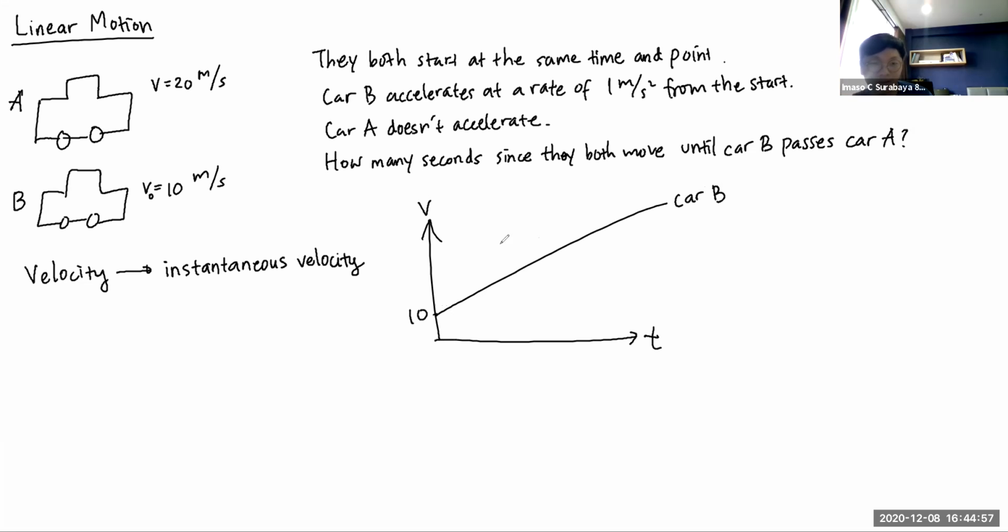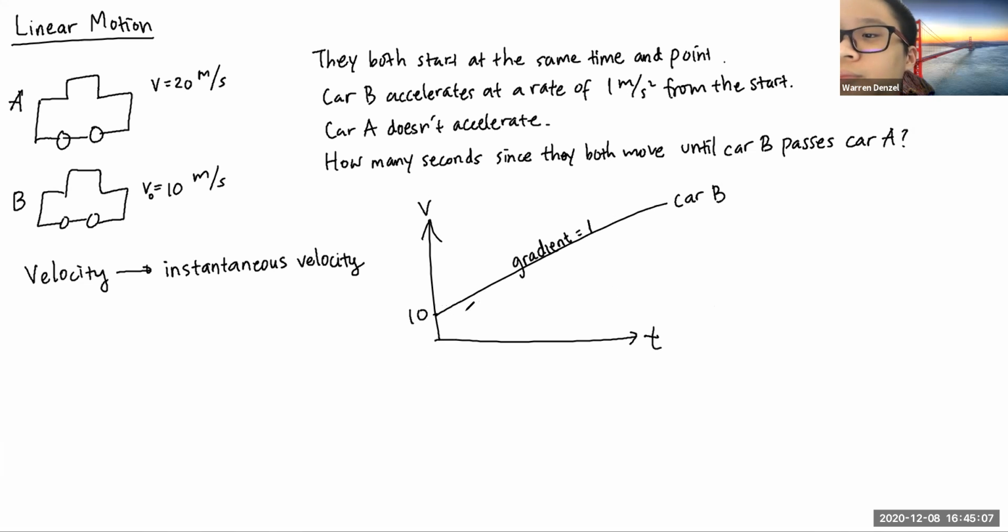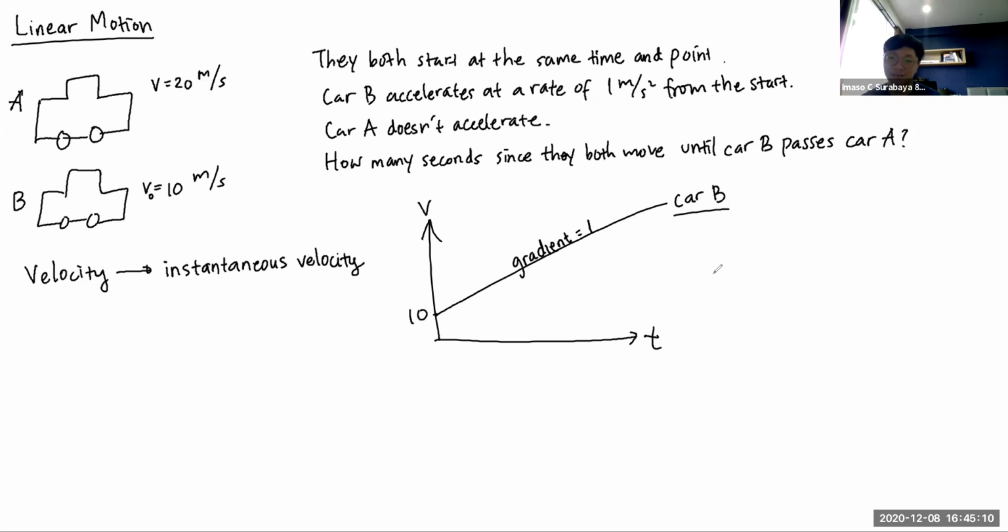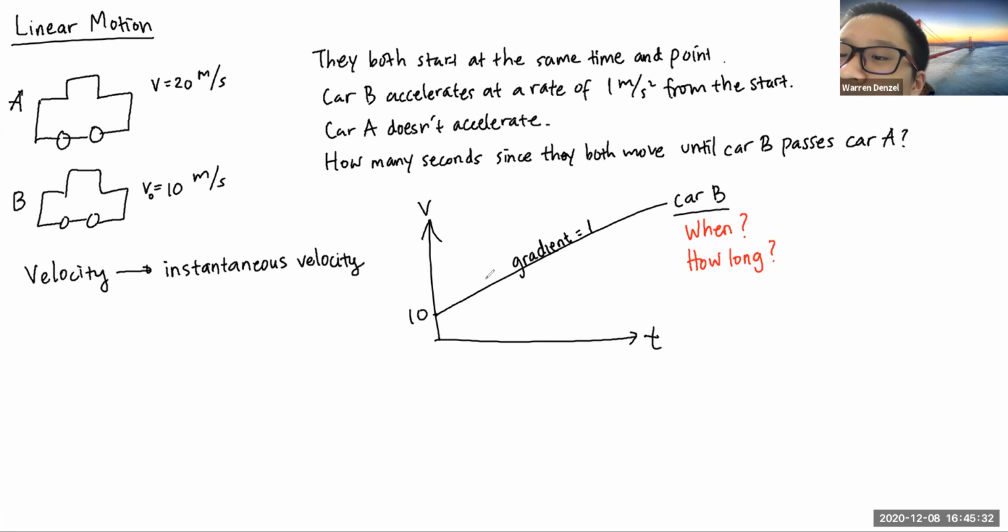And then you say that the gradient of this line is 1 because the acceleration is 1, right? Yes. So if I ask you, when does car B have a velocity of 10? At the start. So I can ask you when, but can I ask you for how long? How long does car B have a velocity of 10? A fraction of a second?